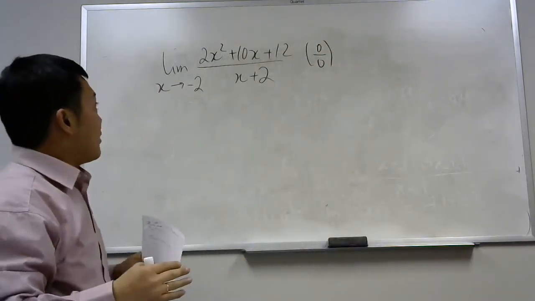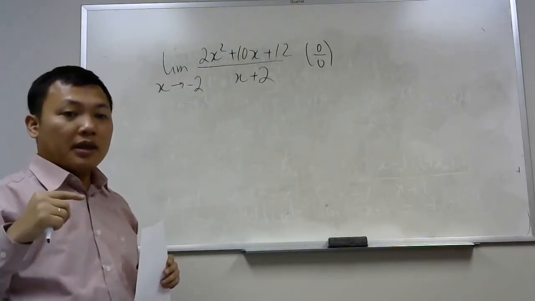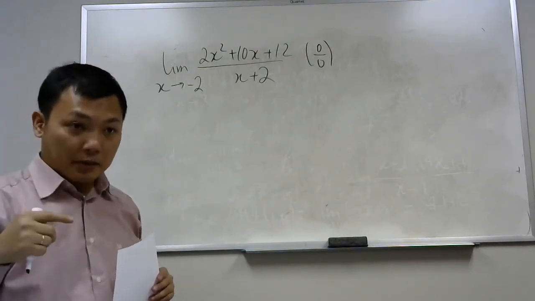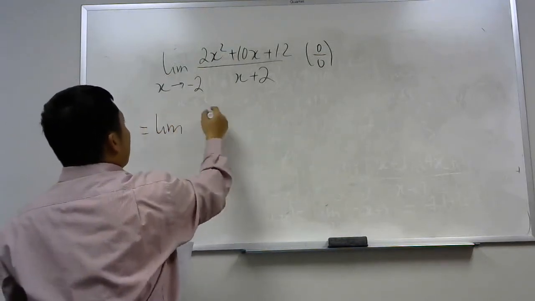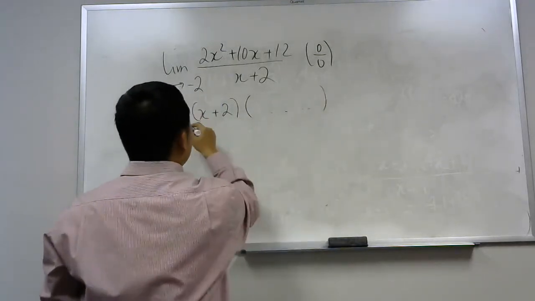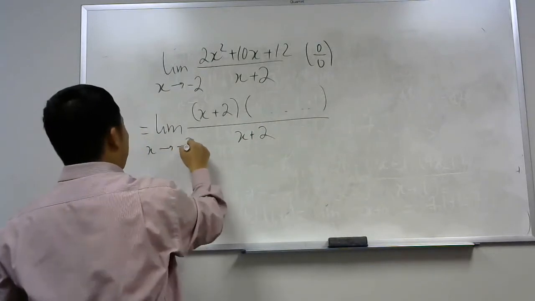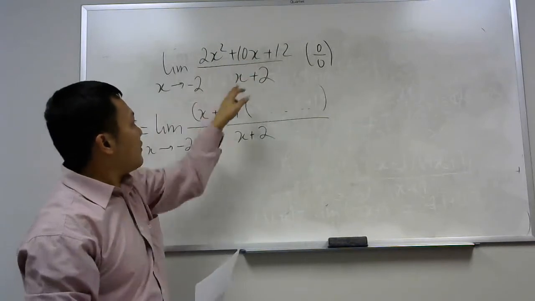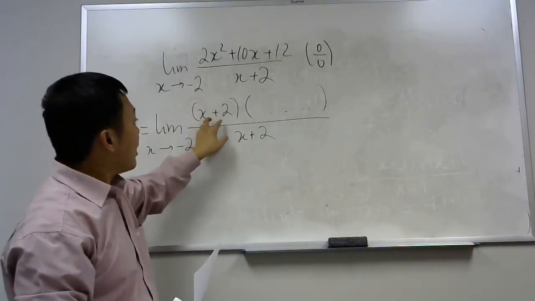Once you have 0 over 0, that means -2 is the common zero of the top and the bottom. That means you can factor the top and the bottom by x plus 2. So I'll do that right now. I get x plus 2 in here, right? And we need to figure out what's in this part, and have x plus 2, x goes to -2. I have to write this right away because I want to factor the top by x plus 2. Don't forget.